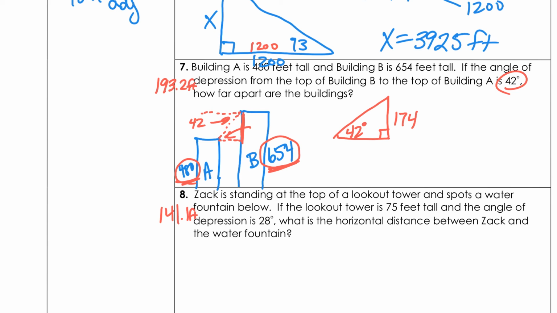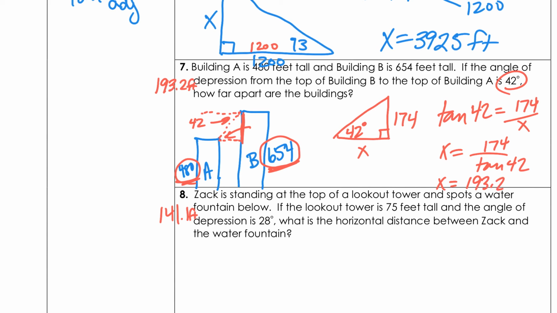And we are looking for the distance between the 2 buildings, x. So that is tangent of 42 degrees is 174 over x. Or x equals 174 divided by the tangent of 42. So x is approximately 193.2 feet. So once again, if you haven't finished number 8, let's pause it. Let's rework it, or go ahead and work it.